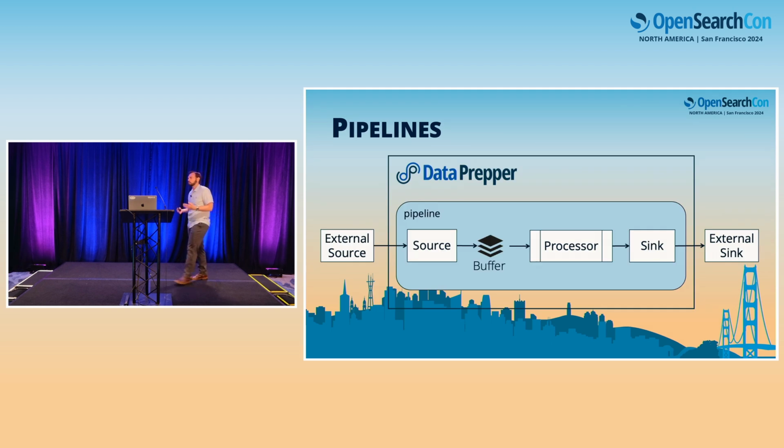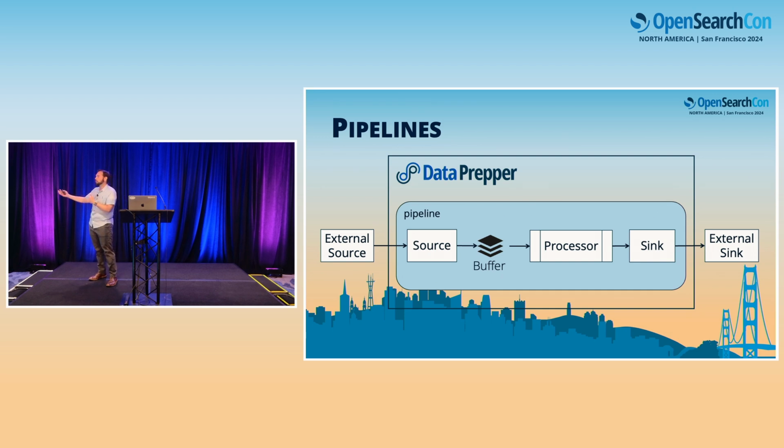I want to explain how Data Prepper works internally. So Data Prepper really is a mechanism for creating pipelines. And we can see that our pipeline starts with a source. That source gets data into the buffer. Data then flows through processors to the sink.